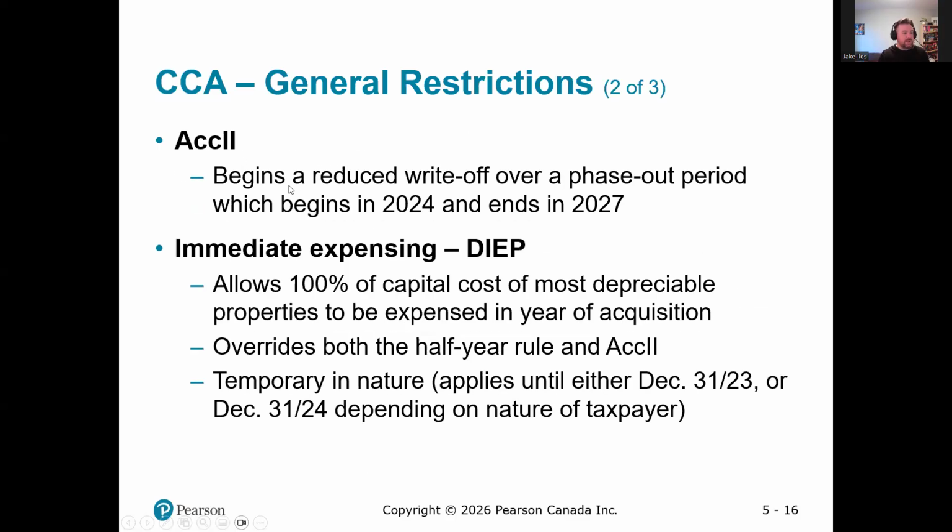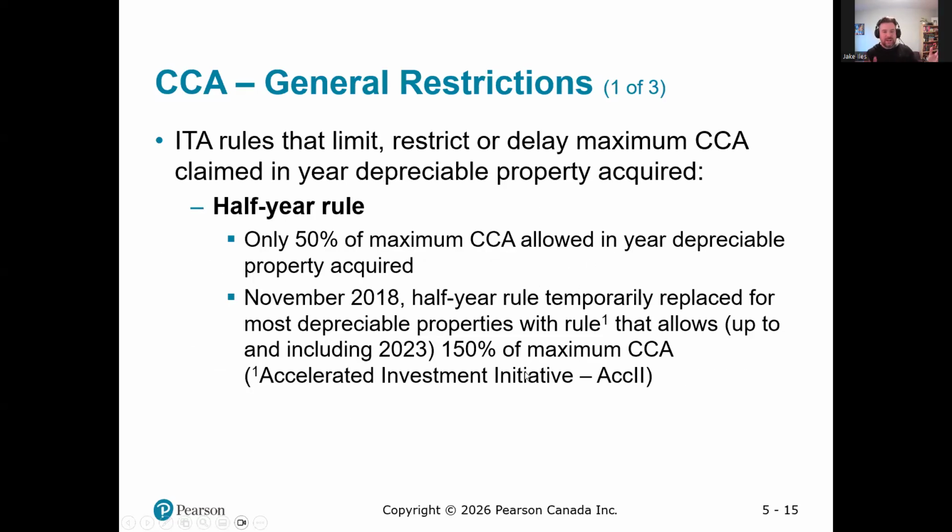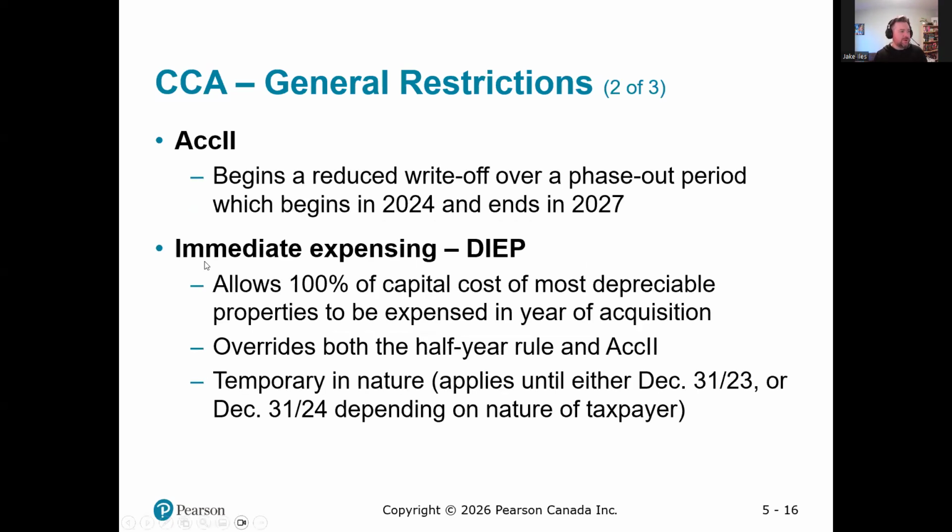So the accelerated incentive begins a reduced write-off over a phase-out period from 2024 to 2027. For this 10 years it's been in place, it allows that the first year an asset was purchased, we can have an increased expenditure. There's also rules around immediate expensing, the DIEP. This was a temporary rule that's come in place for 2023. It's been extended, but it's a temporary rule in place, and there's no expectation it's still going to be there once you guys are done studying and are out of school. So I'm not going to put too much time or any time at all really into the DIEP. My focus is just on the CCA calculation.